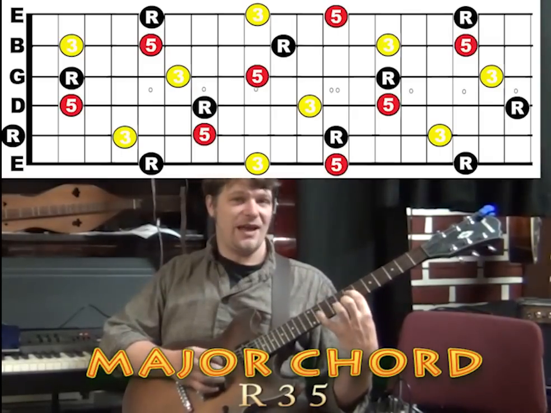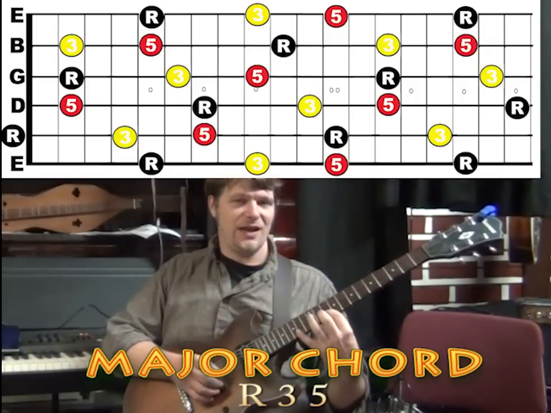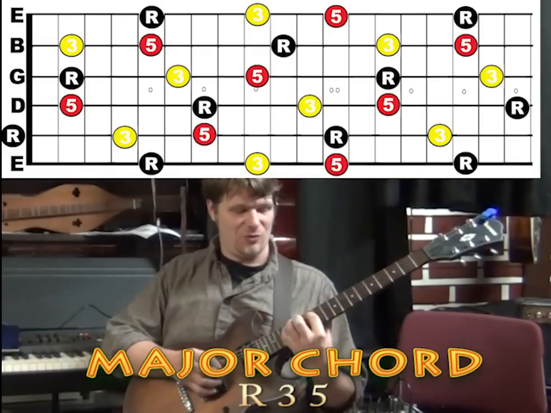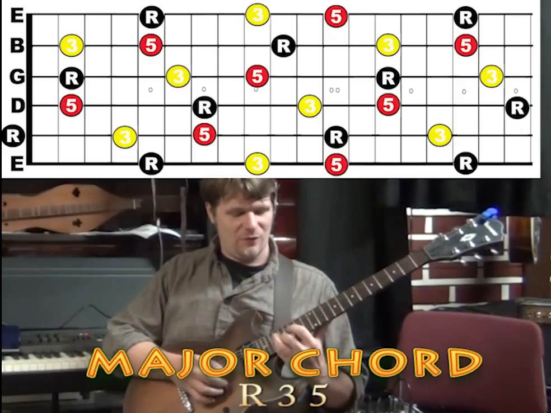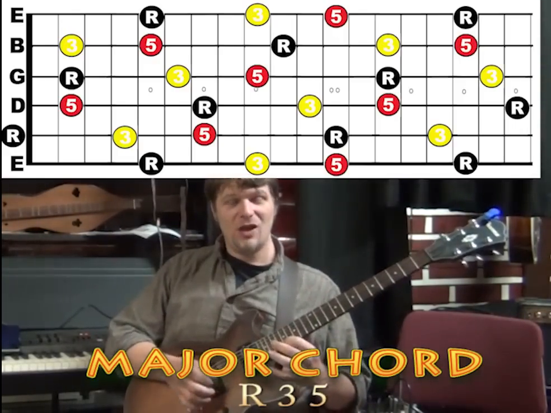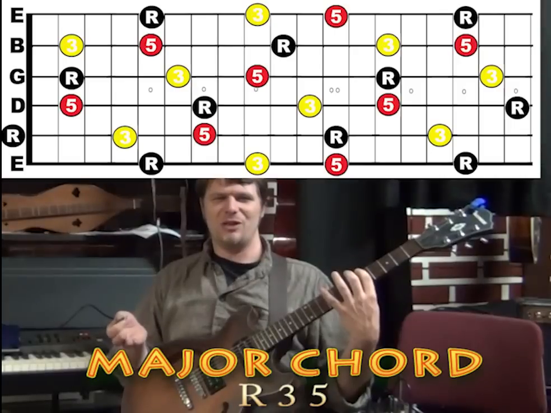And then we could take the next A, and then do root and 3 and 5. And then the next root, and root and 3 and 5, and so on. So as long as we're going from those three shapes, then those are the notes that we need for a major chord.